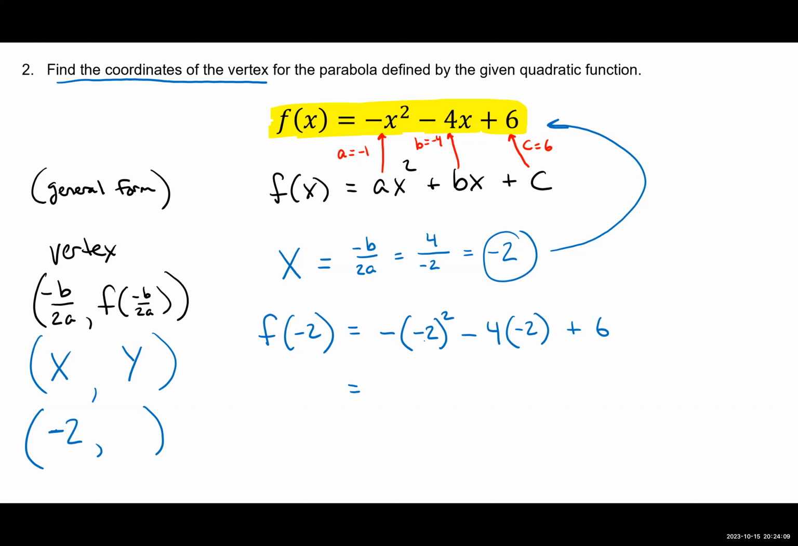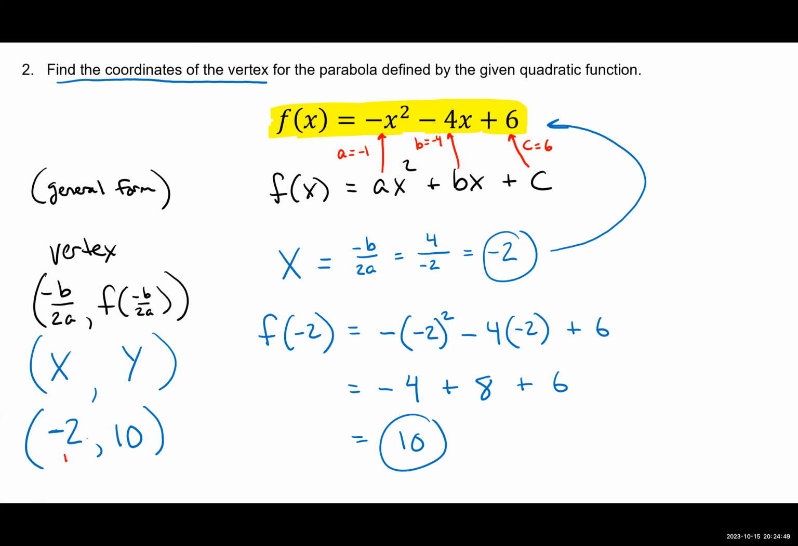Okay, see if we can simplify that. -2 squared. So -2 times itself is positive 4. We still have a negative on the outside, so that's negative 4. Minus 4 times negative 2, so that'll be minus a minus. That'll be plus 8. And then there's still a plus 6 there. Negative 4 plus 8 is a positive 4, plus 6 is a positive 10. So that's what this f of negative b over 2a business is. It's just take your x value that you find first.